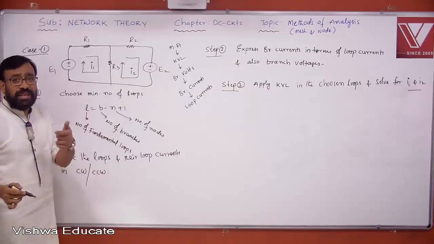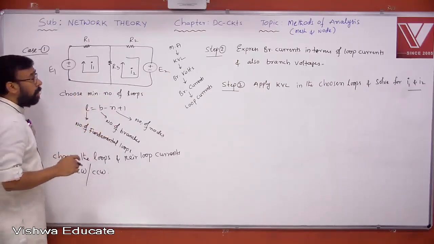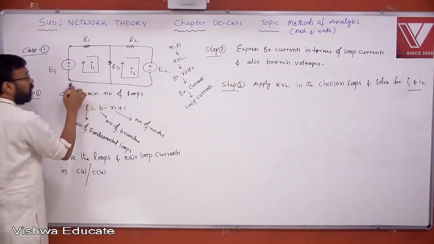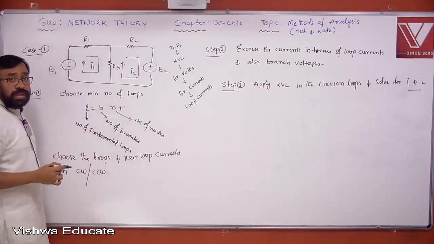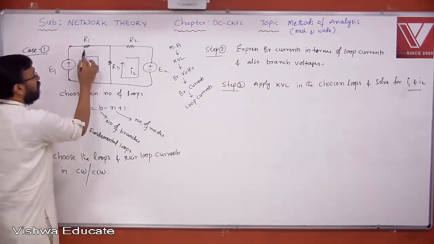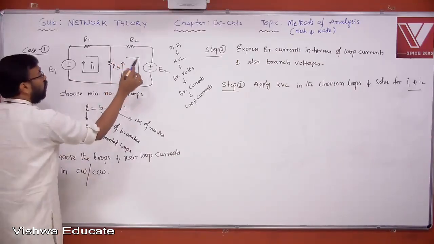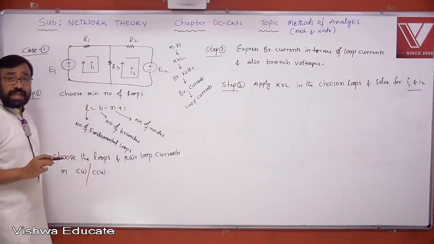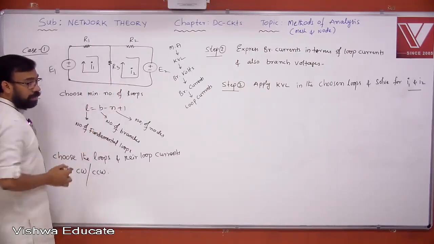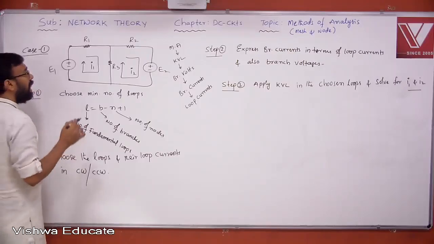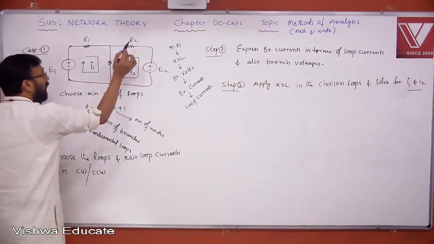Now there is a standard representation here. See, some current I1 is flowing. What does it mean? These elements belong to first loop. These elements belong to what? Second loop. The elements belonging to first loop, what are they? 1, 2, 3. That is R1, R3, E1. The elements belonging to second loop are what? R2, E2, R3. Yes or no? Okay. But the element belonging to both first loop and second loop is what? R3. Yes or no? All of you, okay. The elements belonging to only first loop are what? R1 and E1.